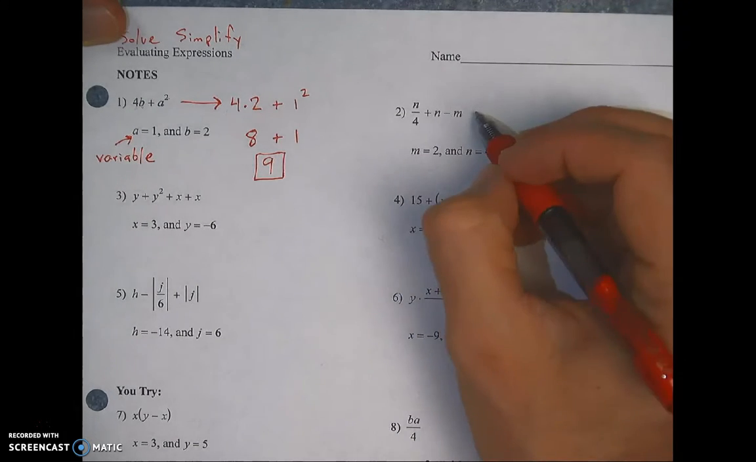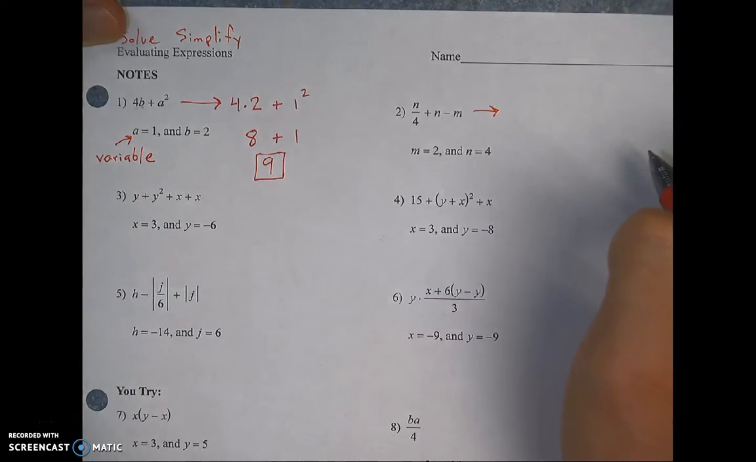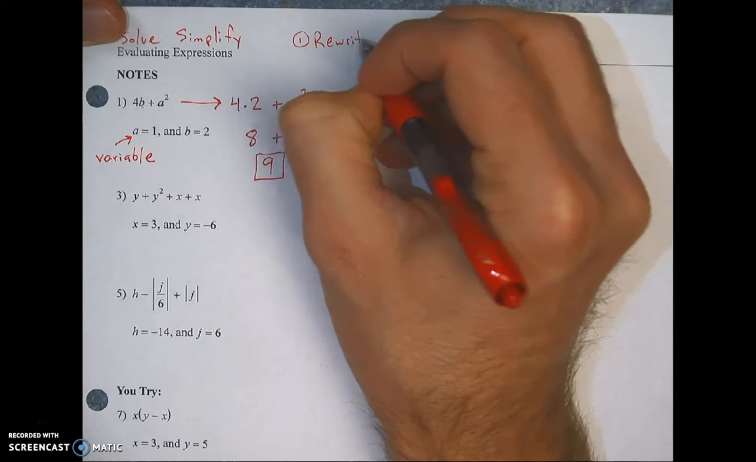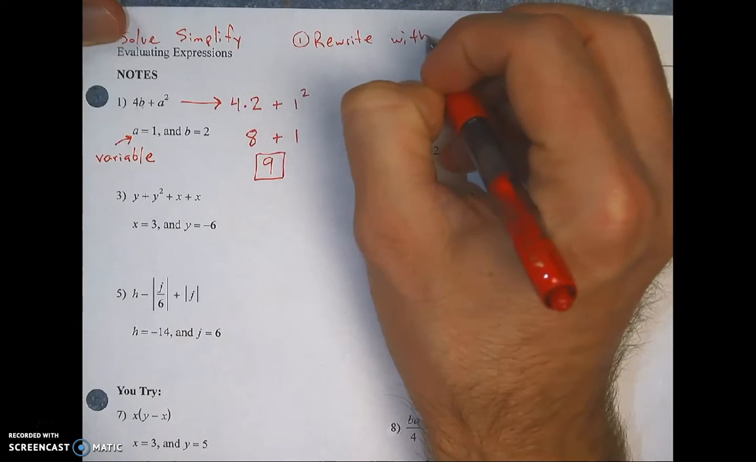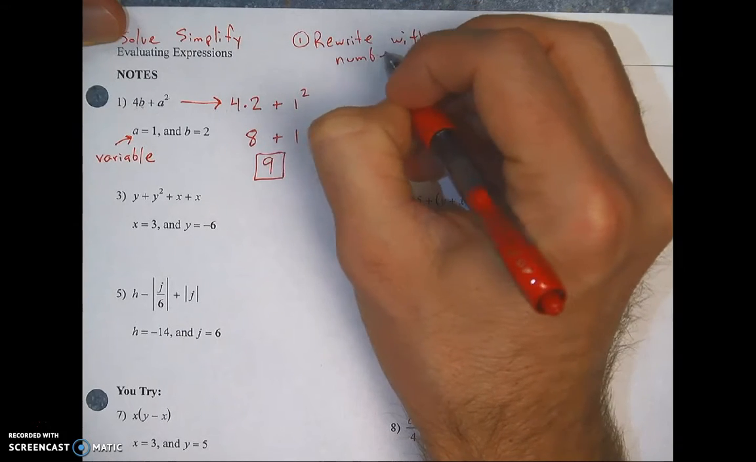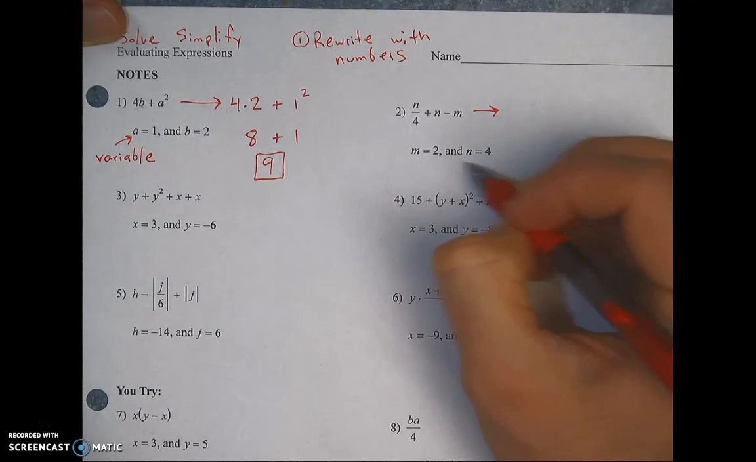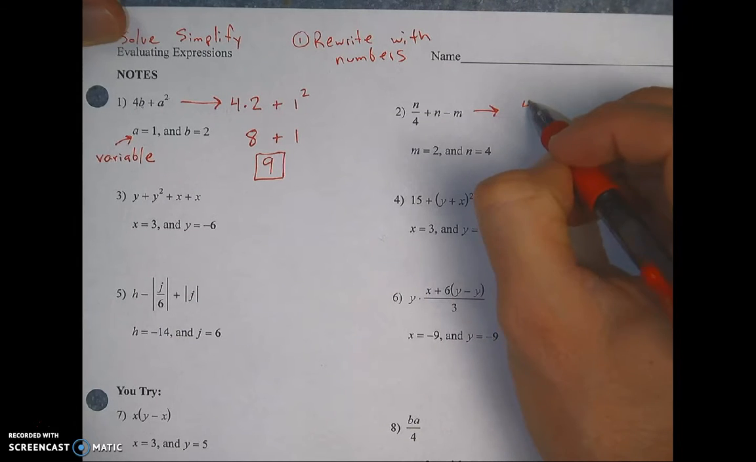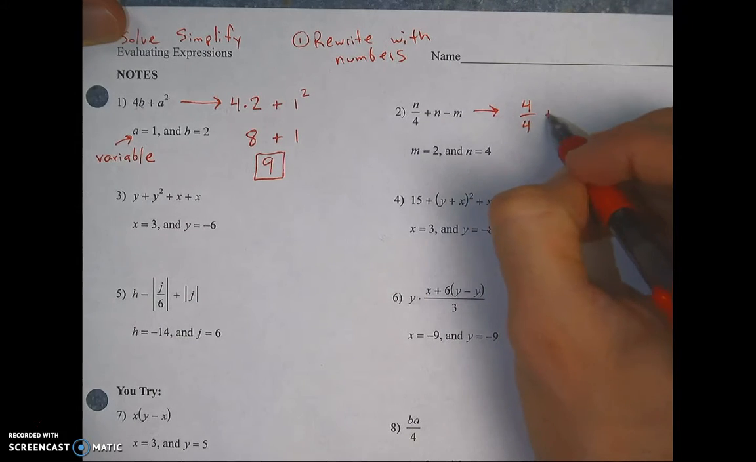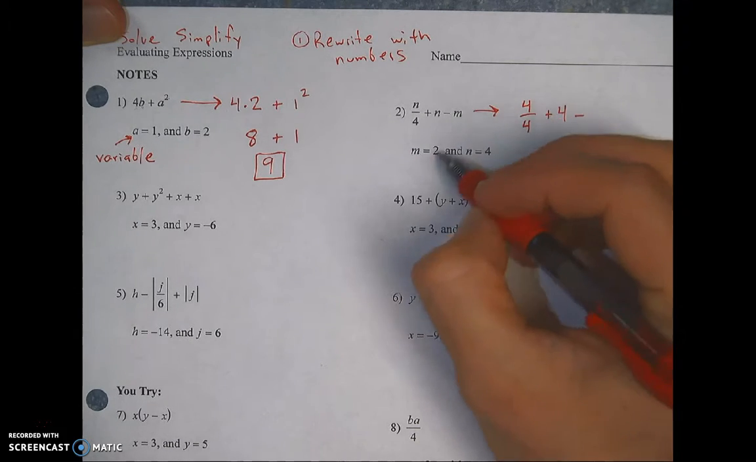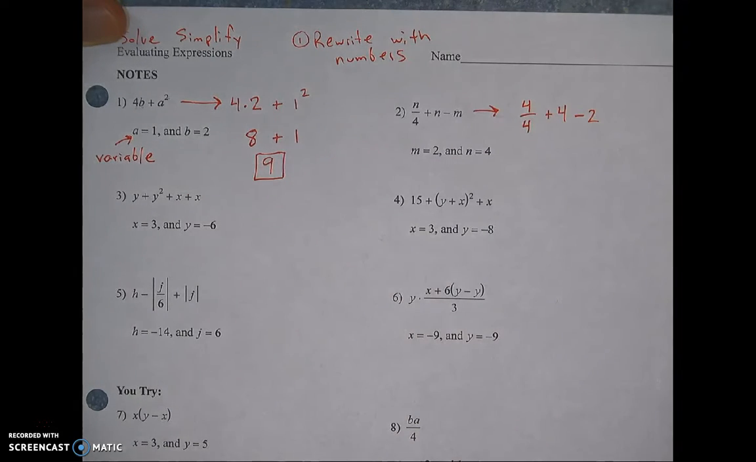So we're going to rewrite this. So maybe we want to put that up here. Step 1, rewrite with numbers. Okay, so step 1, rewrite with numbers. So n over 4, well, n is 4. So that becomes 4 over 4 plus n, which is 4, minus m, which is 2. So step 1, done. Rewrite with numbers.